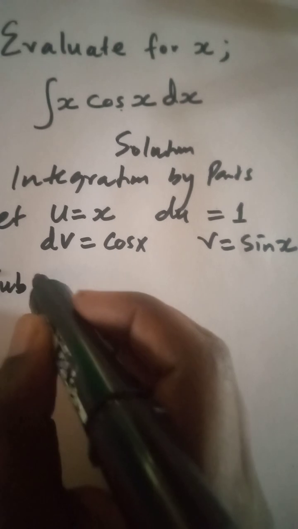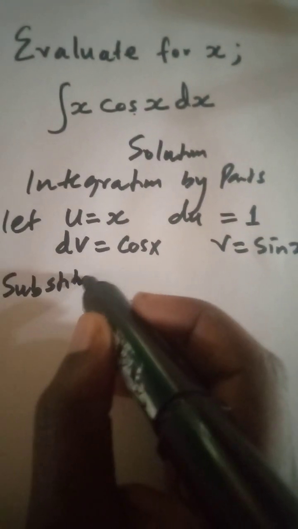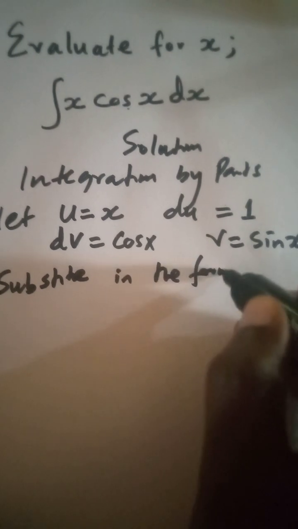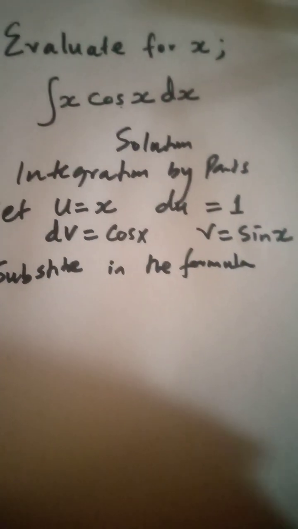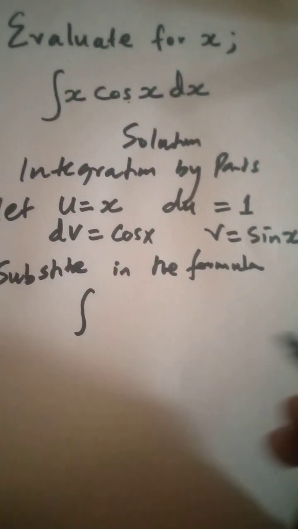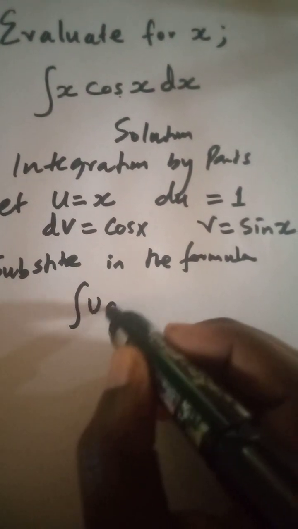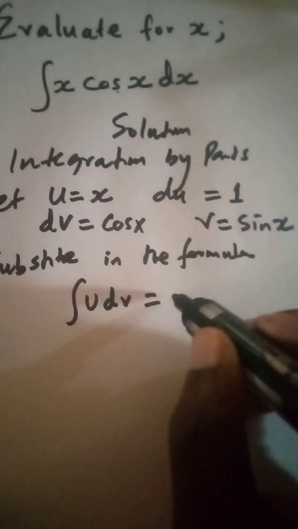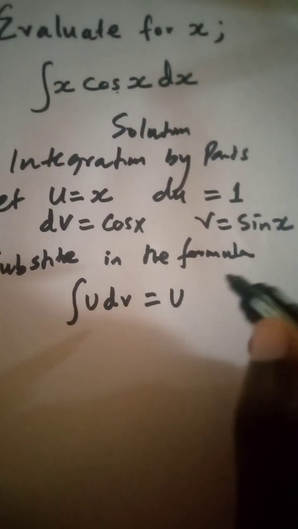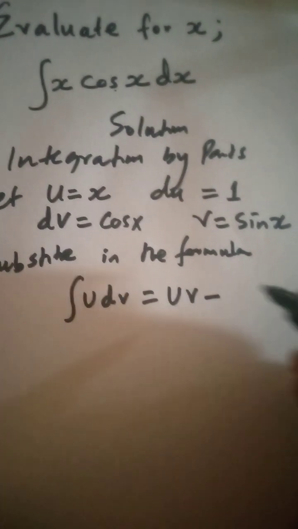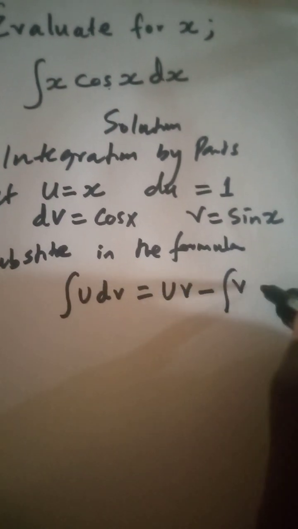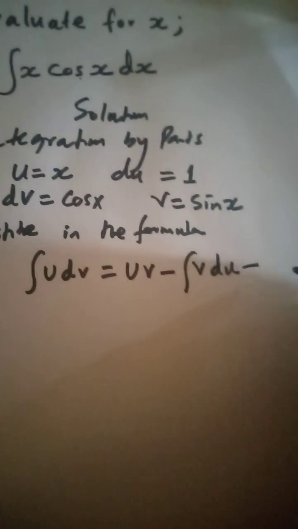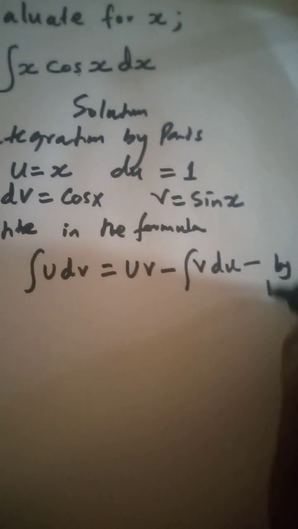I'll substitute in the formula. If I want to integrate u dv, then this can be separated as u multiplied by v minus the integral of v du. So this is integration by parts.